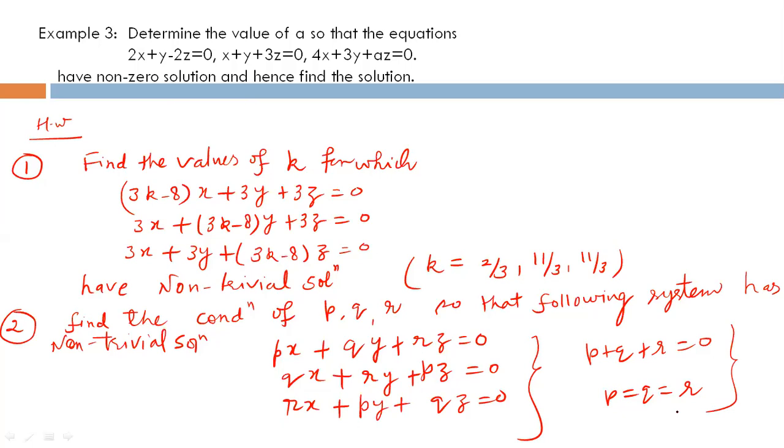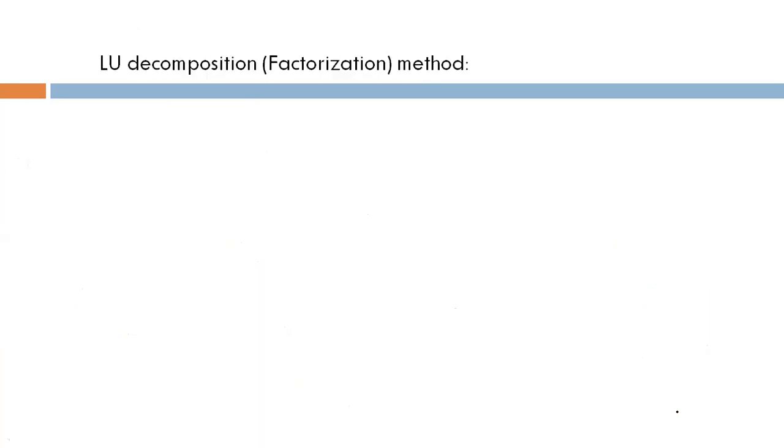Now I'm going to discuss another method in the syllabus of GATE in some branches, that is called LU decomposition or factorization method. It is also in the syllabus of some branches. This method is based on the fact that every square matrix can be factorized into a lower and an upper triangular matrix if all the principal minors of A are non-singular.